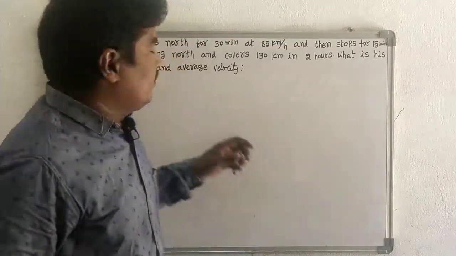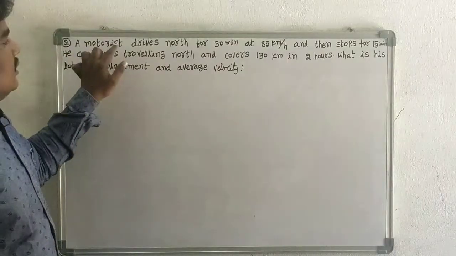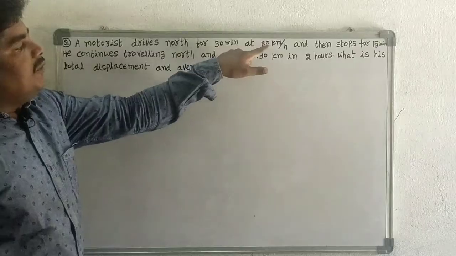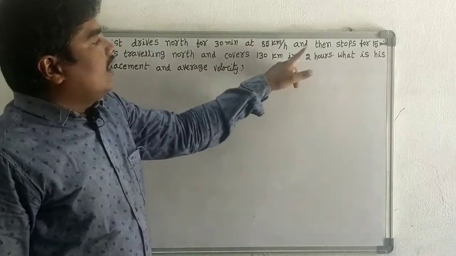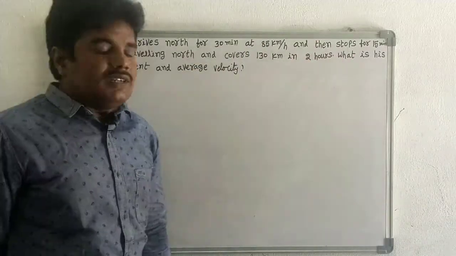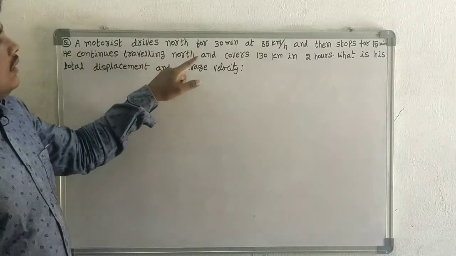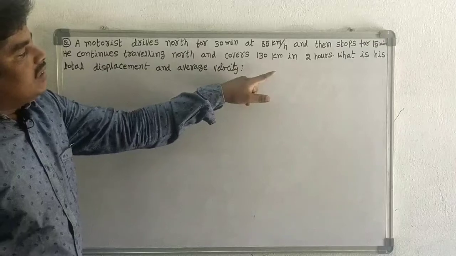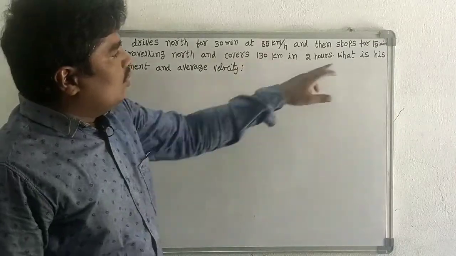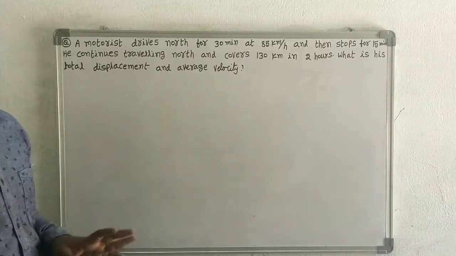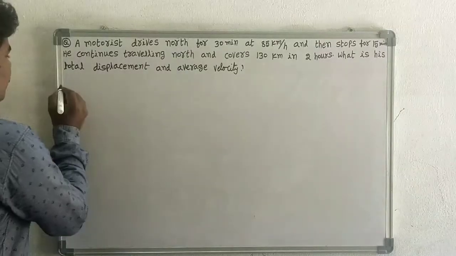Next problem. A motorist drives north for 30 minutes at 85 km/h and then stops for 15 minutes. He continues traveling north and covers 130 kilometers in 2 hours. What is his total displacement and average velocity? So this is the problem.